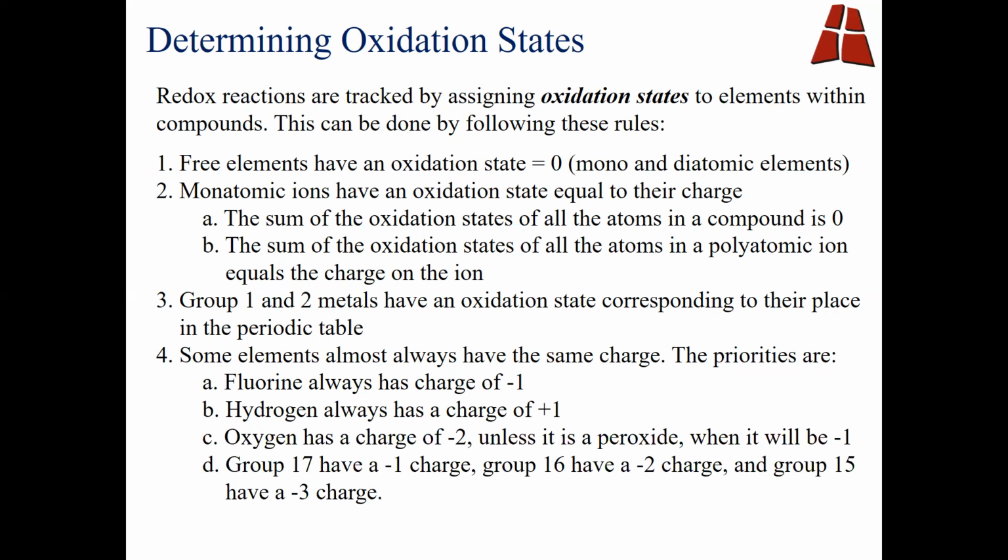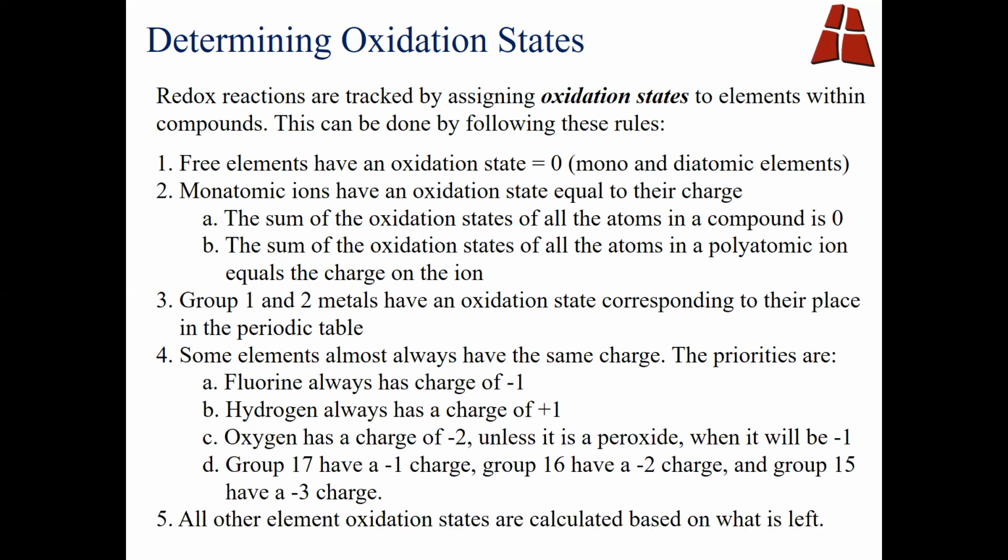Then for our last rule, group 17, which are halogens, have a -1 charge. Group 16 have a 2- charge, and group 15 have a 3- charge. Generally speaking, those are some of our lowest priority, and so they can be overcome by those other rules. Finally, all other oxidation states should be able to be determined based on following rules 1 through 4. Okay, and we'll get plenty of practice with this in class.